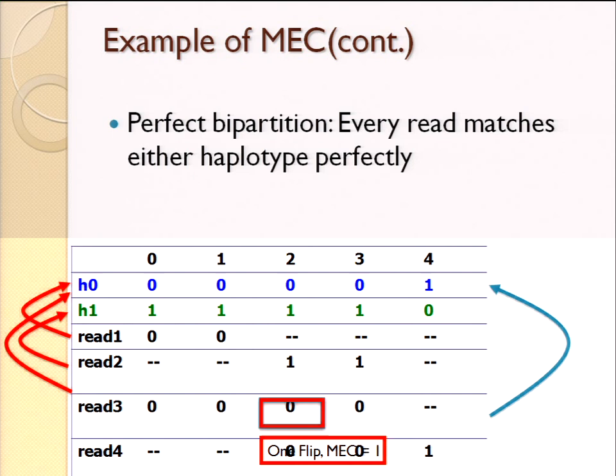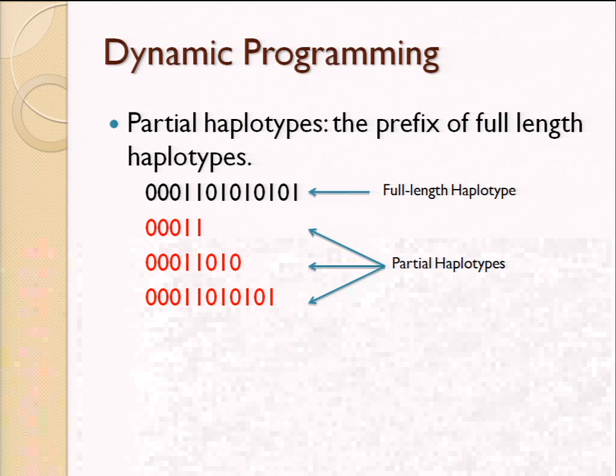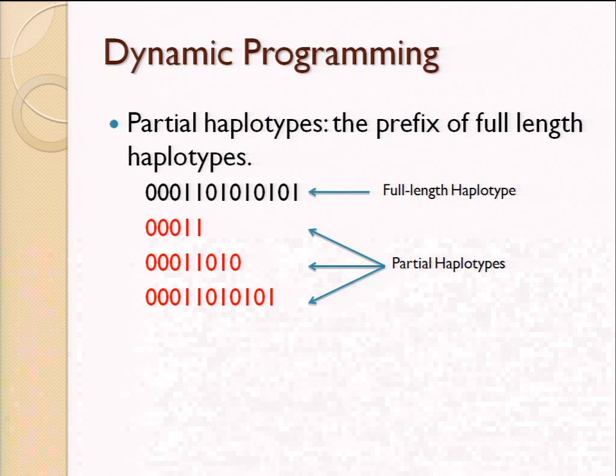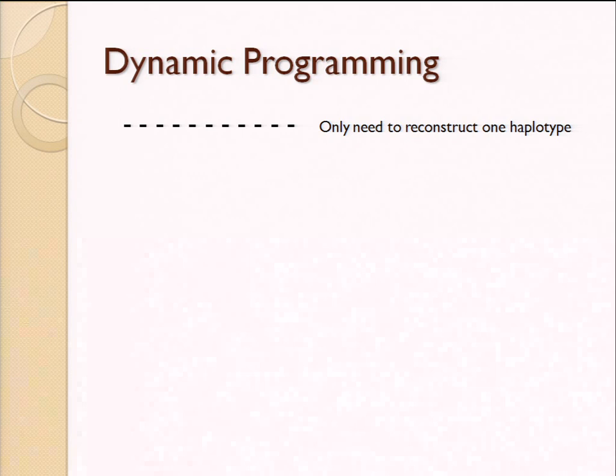We use a dynamic programming algorithm with the partial haplotype as a prefix of the haplotype. So this binary string is the full haplotype. All the prefixes are the partial haplotypes of this haplotype. For the dynamic programming algorithm, we only need to construct one, because in pairs, the other haplotype is the complement of the one just constructed.